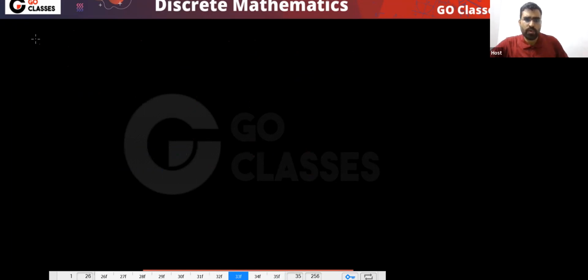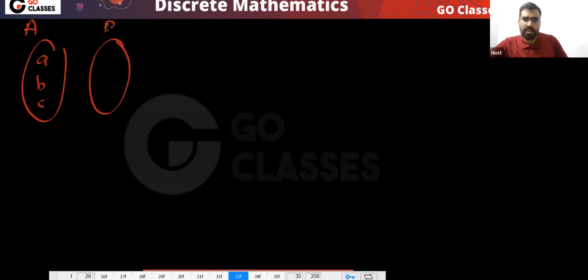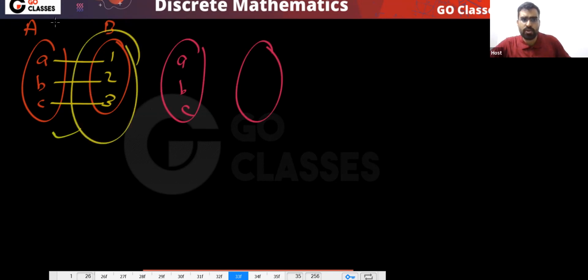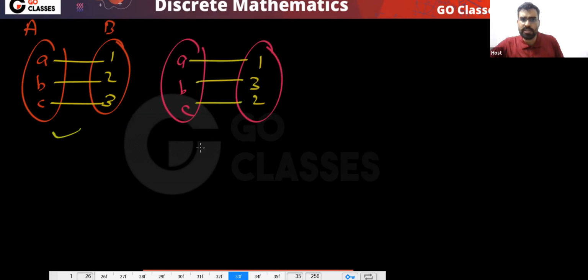If you notice what you do, fix A. A, B, C, this you fix, and 1, 2, 3 for B. So this bijection is created, a 1-to-1 correspondence. Fix A, don't change A. Now in how many ways can you rotate B? You can rotate it in 3 factorial ways.